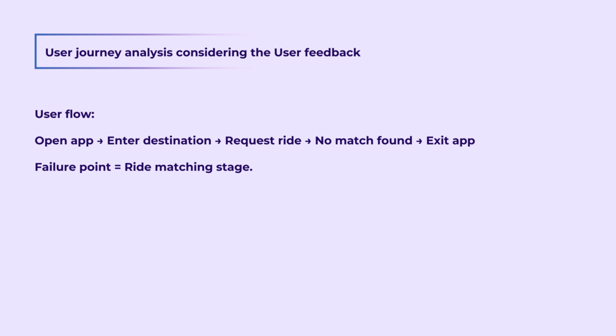Now let's take a look at user journey analysis considering the user feedback. The user flow here is: the user opens the app, enters the destination, requests the ride. After waiting for a long time, still there is no match found, and lastly, the user drops off from the application. Here, the failure point is the ride matching stage.